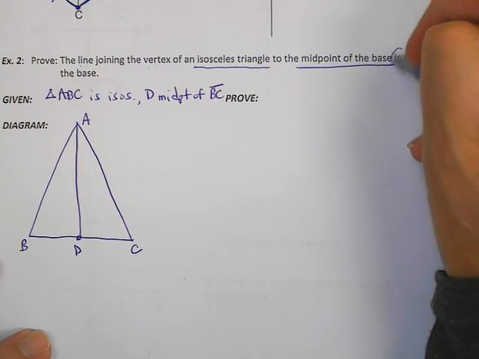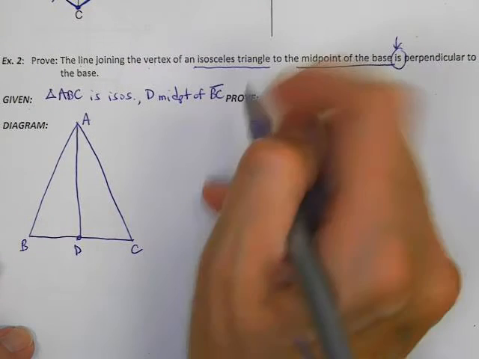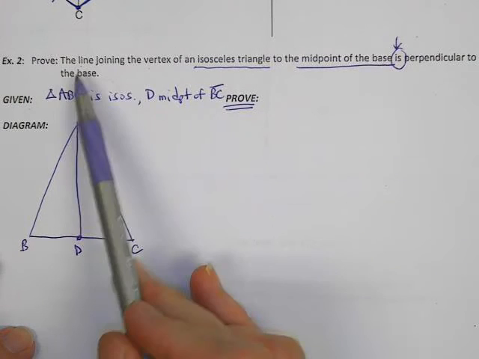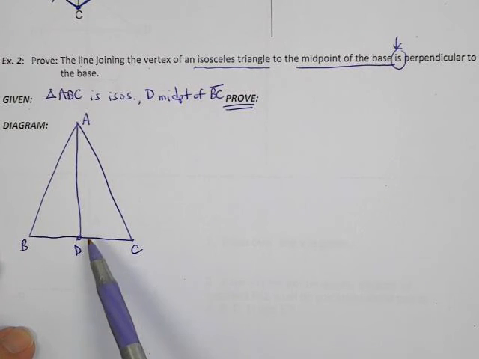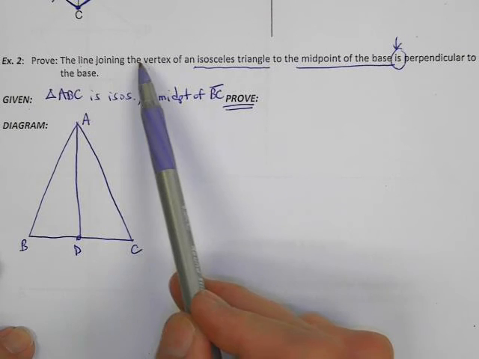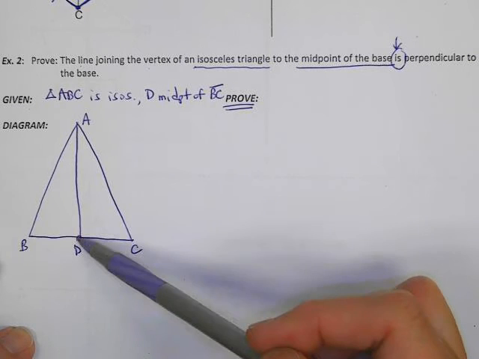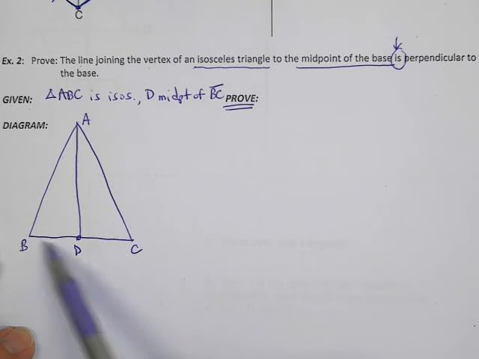Anytime you see the verb "is," that's where you know you're moving into what you're trying to prove. We're trying to prove it's perpendicular to the base. So look at my diagram. What is it that I'm trying to prove is perpendicular to the base? The line joining the vertex and the midpoint. That would be AD, I want to prove is perpendicular to BC.